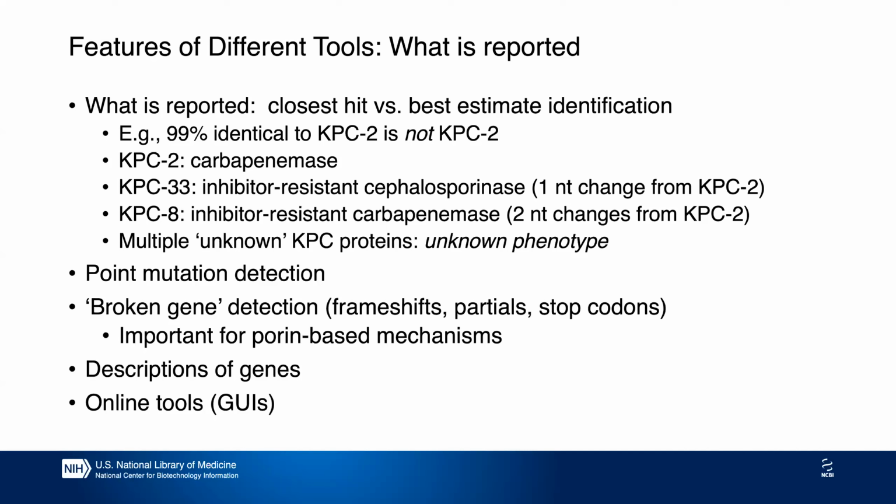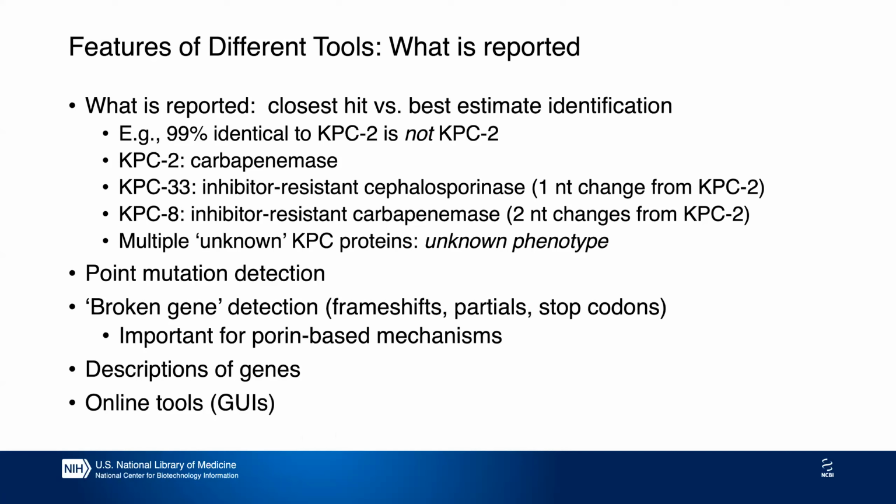You want to be able to know, tools also may or may not report whether a gene is partial and whether or not they have frame shifts. And this is really important for things like the porin-based mechanisms, something like Klebsiella. Also, depending on what you need, you may want descriptions of genes. And by that, I mean, is there a phenotype? Do you get a gene product name? That kind of thing. As well as, are there online tools that are available that you can hook into?